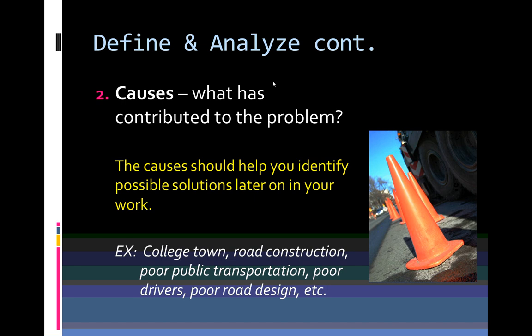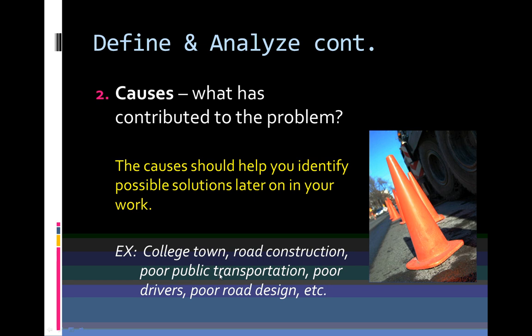50-some thousand people go in and out of UT every week. Road construction constantly, poor public transportation or underused public transportation, poor drivers, poor road design, all sorts of things contribute to the traffic problem. So you would then later on, and I think this is a test question actually, would look to those causes to help you come up with good possible solutions.